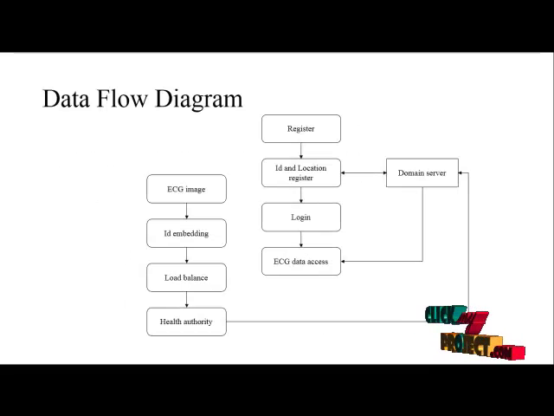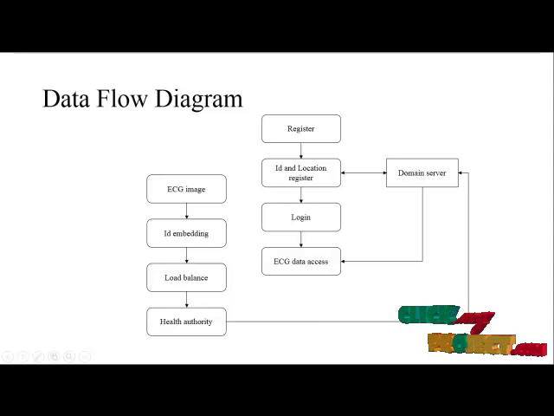And this is the data flow diagram of our project. First, we have to register with the ID and the location. After registering with the ID and the location, users can log in to the system using the domain server. The domain server will provide the session key to the registered persons for authentication.